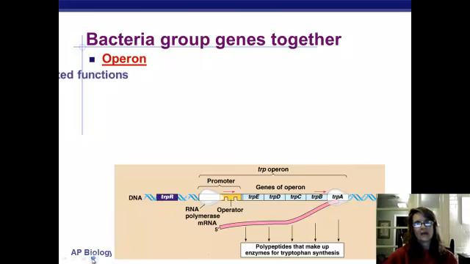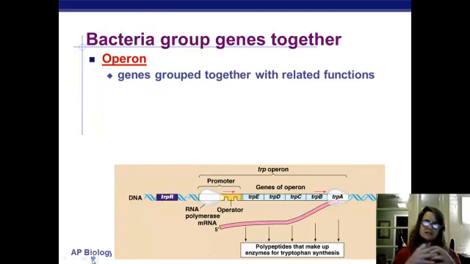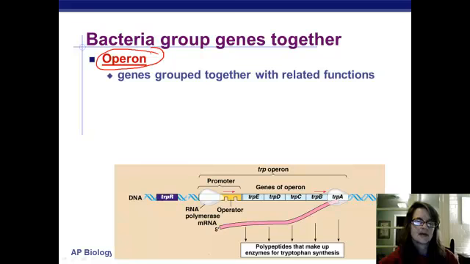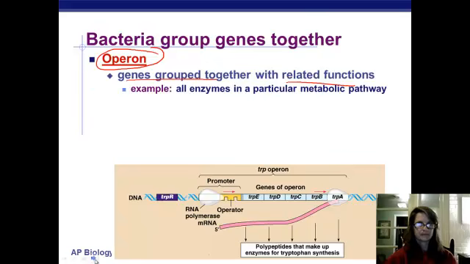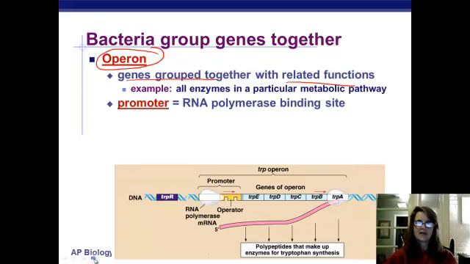So bacteria tend to group their genes together into little units with related functions. And this is called an operon, okay? It's a group of genes that have a related function. Perhaps all of these genes might be being used to make tryptophan, for example. Okay? So all the enzymes in a particular pathway might be clustered together in the DNA.